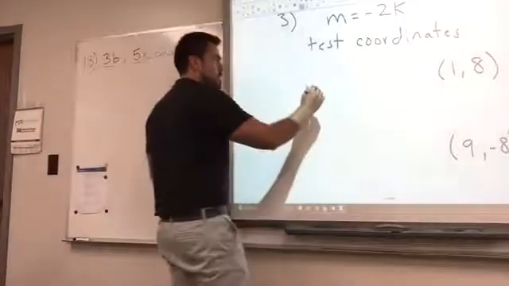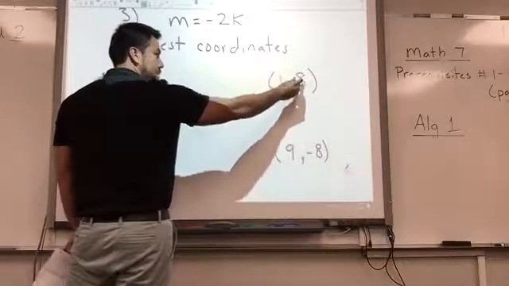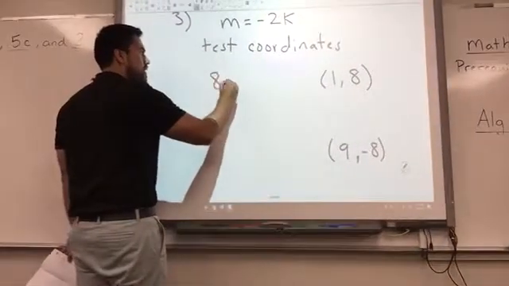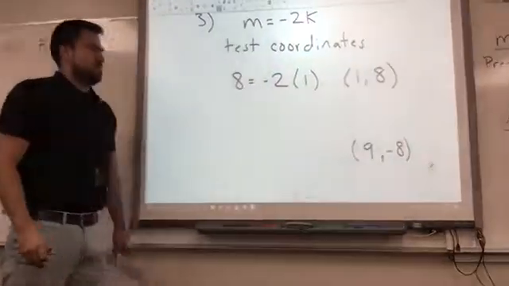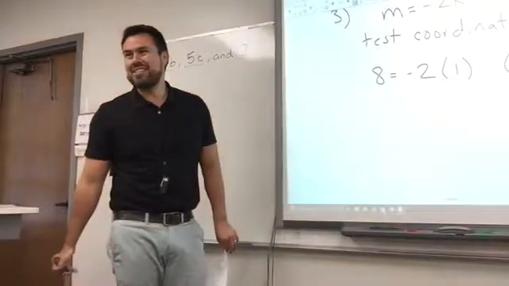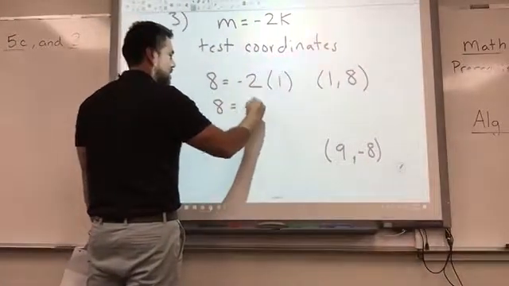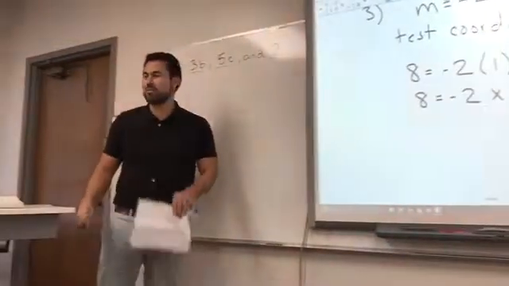All right, do they work? Let's see here. So remember, this is K and M, right? So you got to put them in the right spots. So 8 equals negative 2 times 1. Does that work out? No, it doesn't work out. It's a fail.